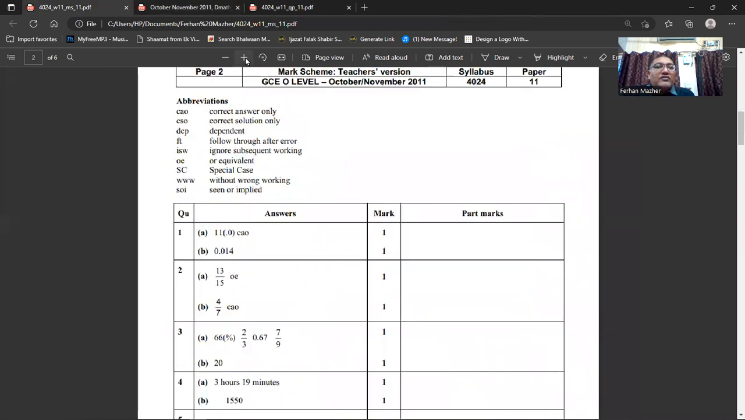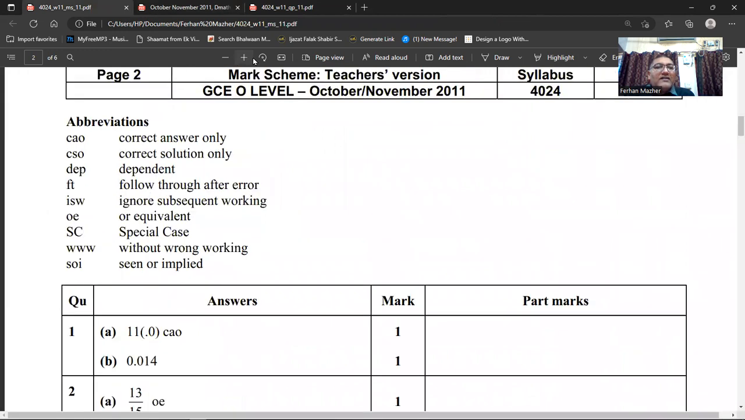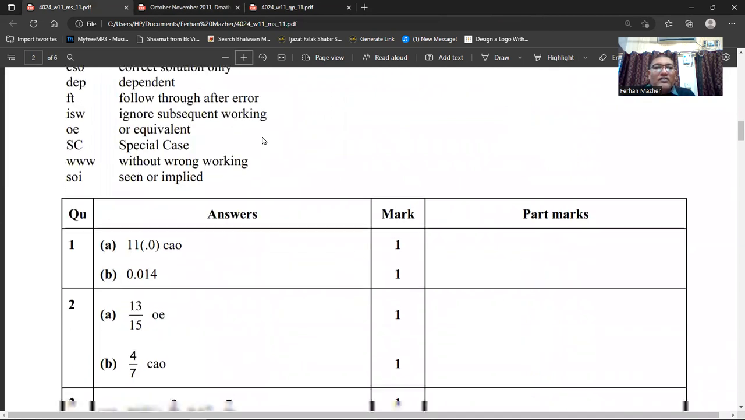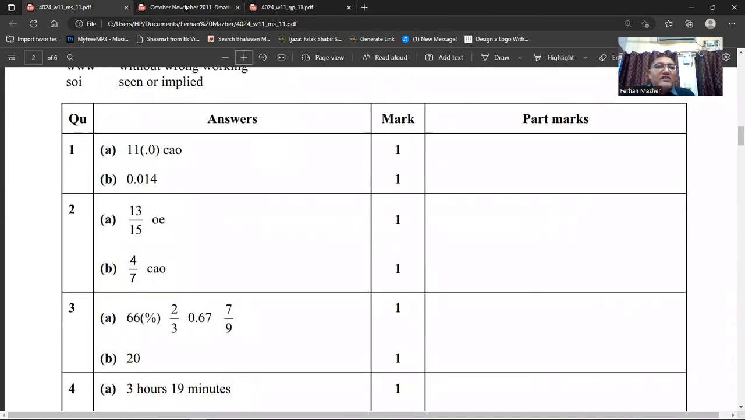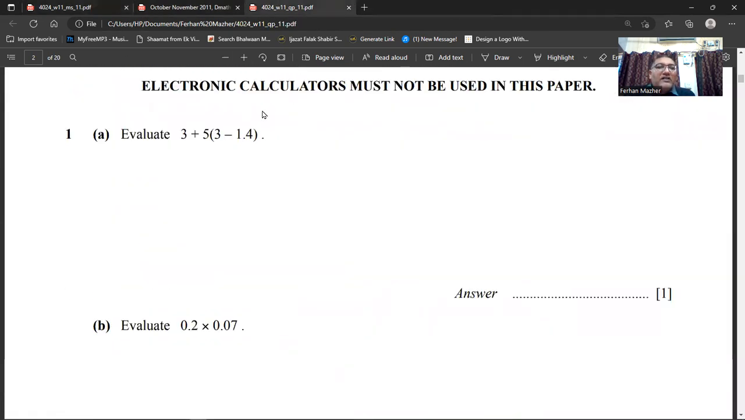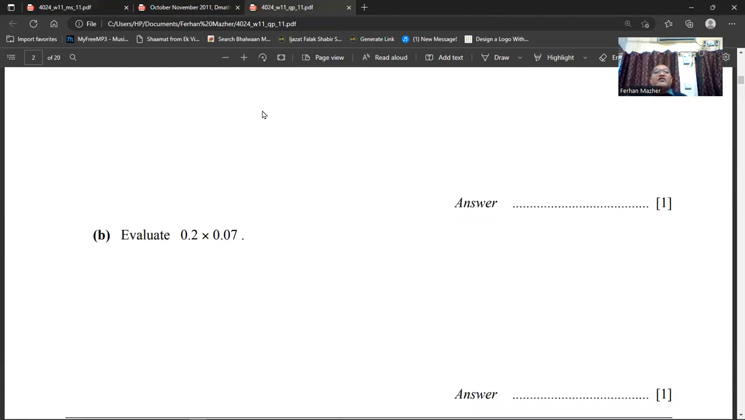So let me show you. Yes, 11 is the right answer, sir. Okay, so 11 is the answer. Now we go to the next part, and the next part coming up on the screen is the B part.